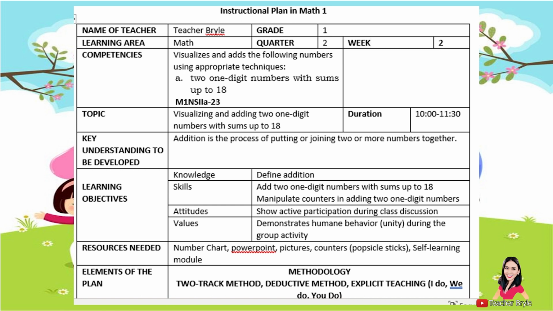And deductive method, so from general to specific. I started with what addition is all about, and then specific na, what I discussed were the skills on how to add. And explicit teaching, you will see this during the activities or during the flow of the lesson. I as a teacher together with my pupils will solve on how to add numbers, and you do, that is the independent learning where the learners solve on how to get the sum of those numbers.